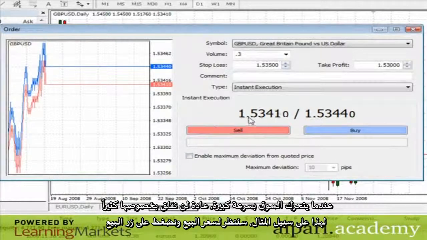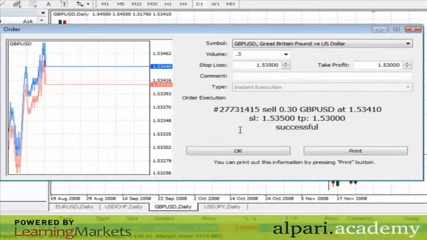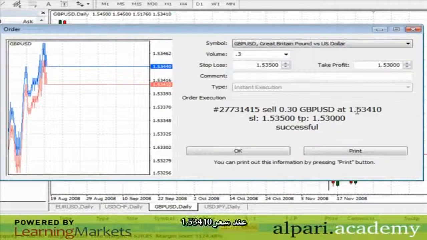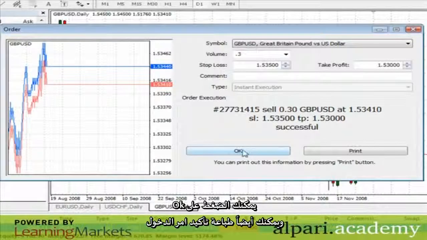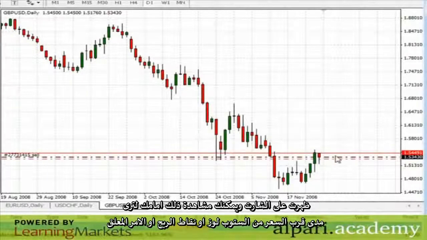So for example, we're going to look at our sell price. I'm going to click the sell button and we'll look at our fill price. And there we go. We sold a third, or 0.3 of a full lot, so 3 mini lots of the pound dollar at 1.5341. We can click OK, or we can also print an order confirmation if you wish. Now I'm going to select OK, and you'll notice that my pending orders, my stop loss, as well as where I got into the trade, are now graphed here on the chart.